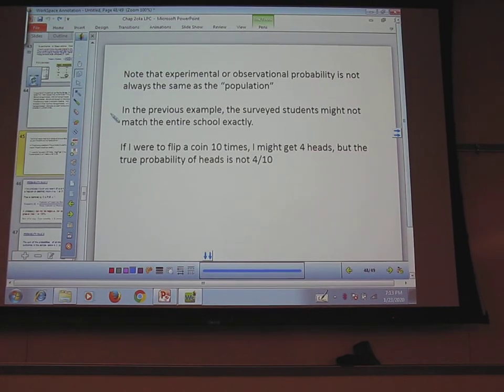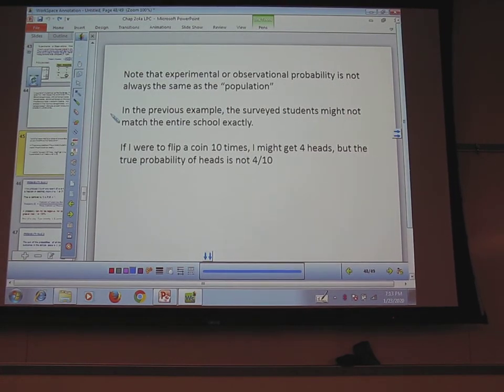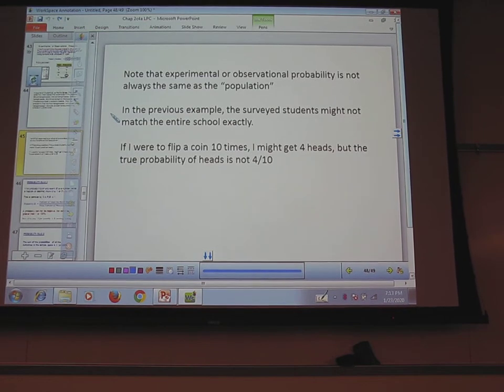Let's get a reader. Vanessa C., go ahead and read. Note that experimental or observational probability is not always the same as the population. In the previous example, the surveyed students might not match the entire school exactly. Right, we sampled 50 people. They may not match everybody. If I were to flip a coin 10 times, I might get 4 heads, but the true probability of heads is not 4 out of 10. Right, it's a sample. Samples vary. I'm sure you guys are all aware of that.